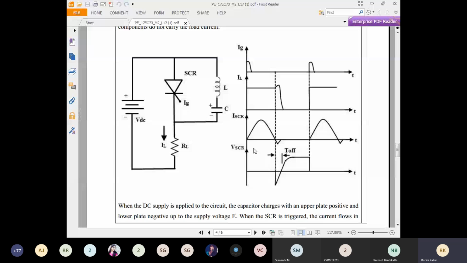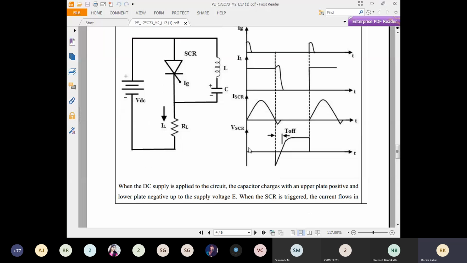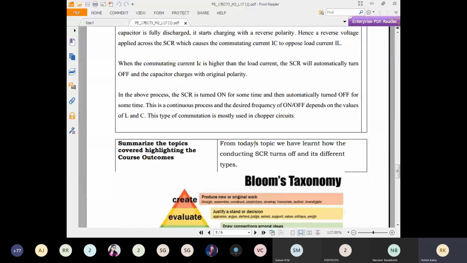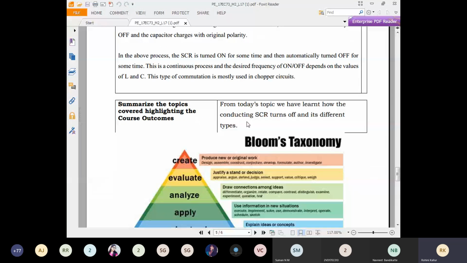For your syllabus, you have class A and class B, these two. You need to be studying this. So to summarize today's topic, we have learnt to turn off a conducting SCR by various types, that is class A and class B.